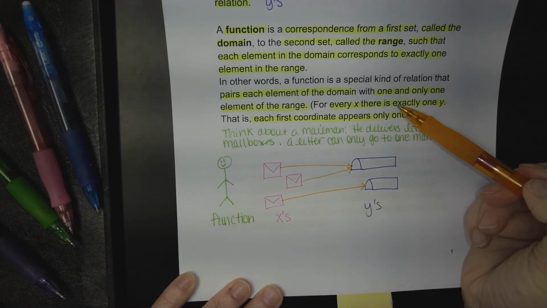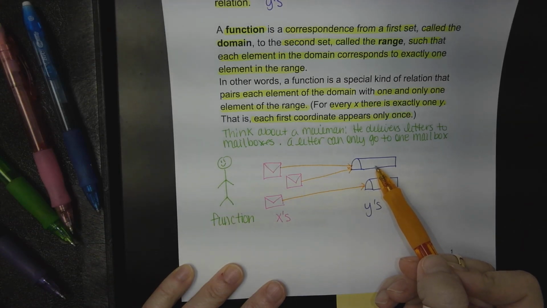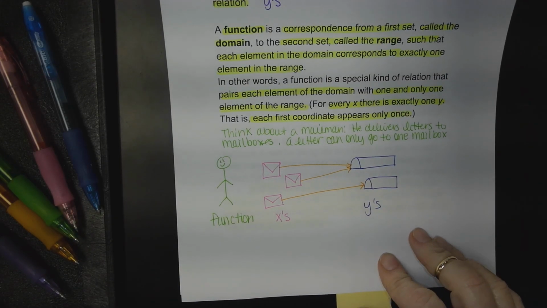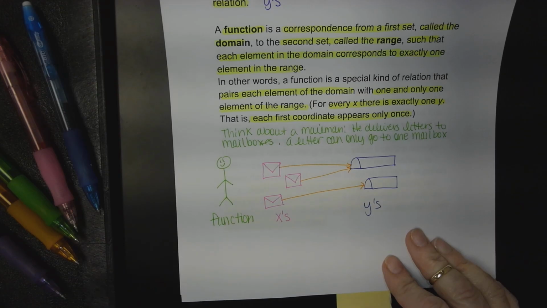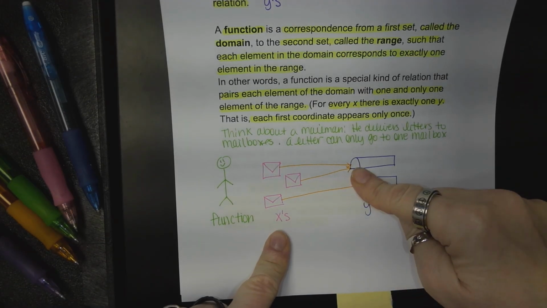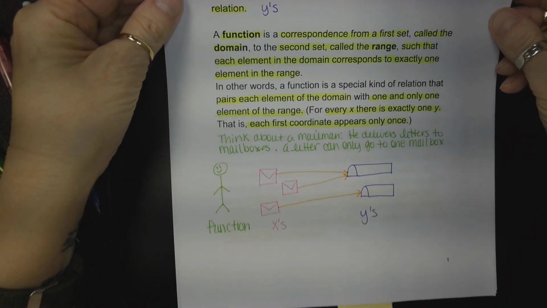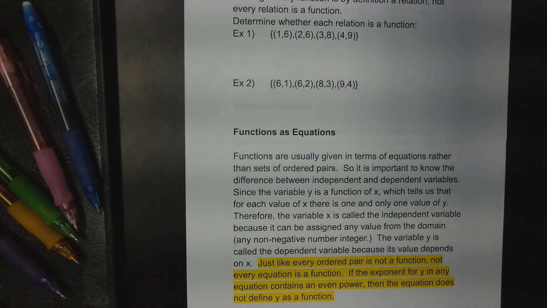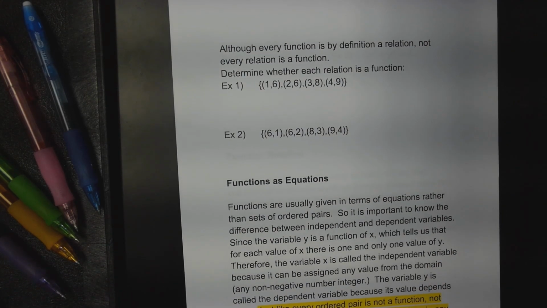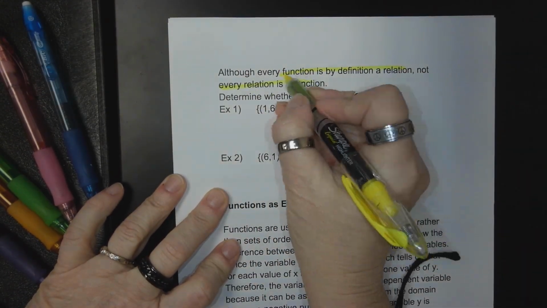So it's the same concept when you have a function, right? Your X's can only go to one Y. Okay, same idea. So whenever you get hung up and can't remember, just think about like the mailman can only deliver a letter to one mailbox. So your X's can only go to one Y. Okay. And there's probably the most expensive picture you've ever bought. Just think about your tuition, huh? Okay. So although every function is by definition a relation, not every relation is a function, and that's very important to remember.